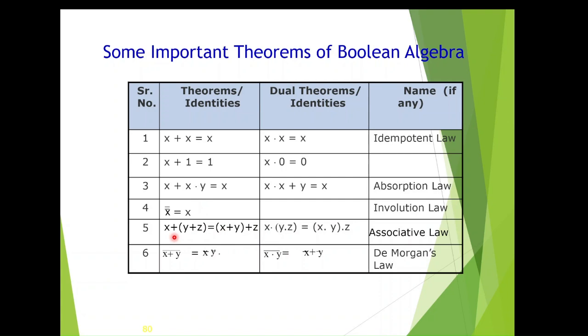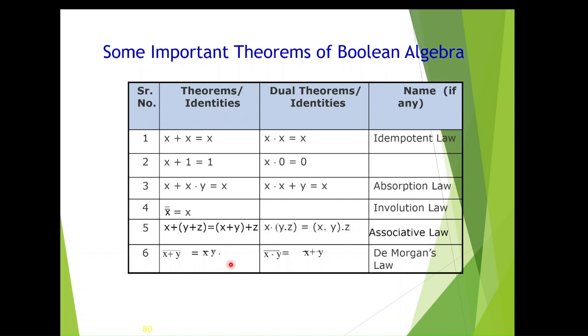Similarly, we can have the associative law also. x plus (y plus z) means first I am adding y and z, that I am adding with x. That is equal to first adding x and y, and that if you add with z will also give you the same result. Similarly, x dot (y dot z) means first I am multiplying y with z, then I am multiplying with x, that is equal to (x dot y) dot z. First I am multiplying x and y, that I am multiplying with z. So that also will give you the same result.